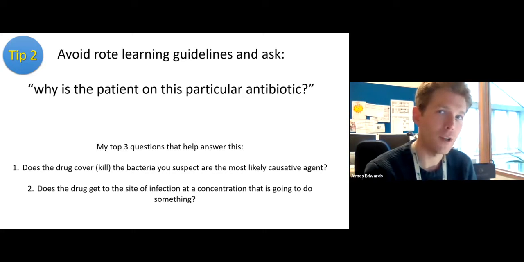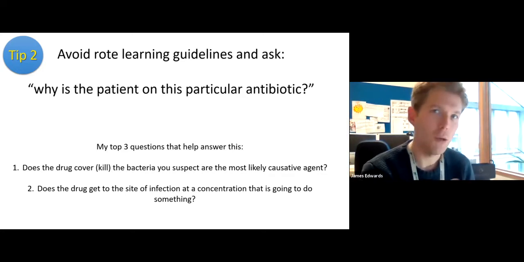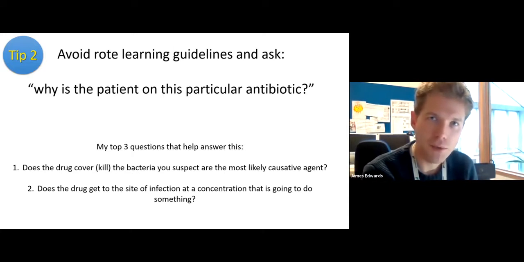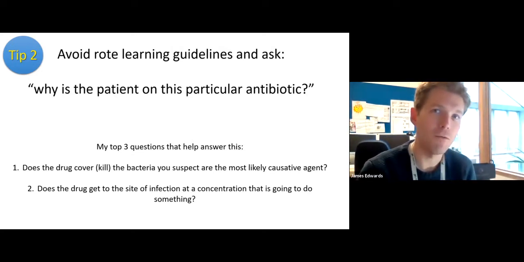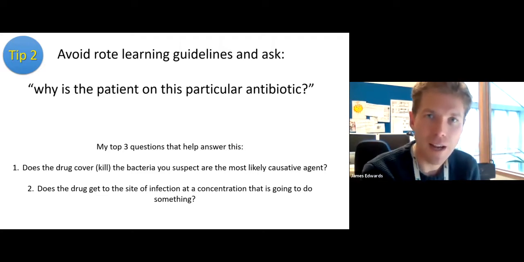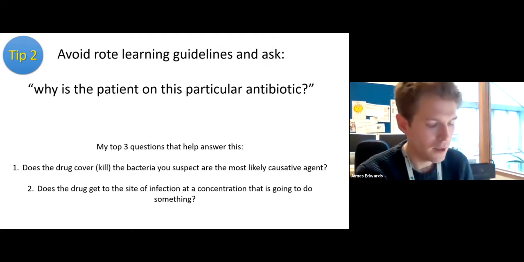Different drugs have different chemical properties. They behave differently in the body. Some will accumulate at particular tissue types. Some can't be absorbed orally. Some get excreted readily and quite quickly. That can be useful in each of those different things at treating infections at particular sites in the body.